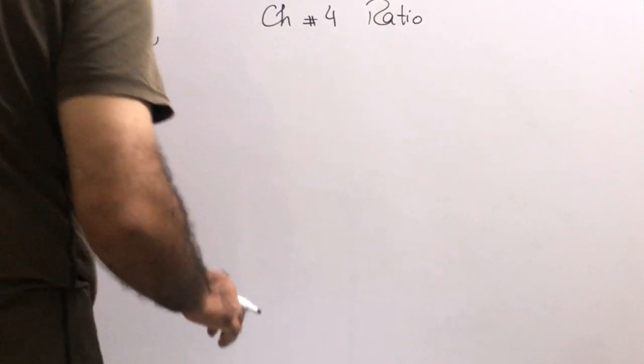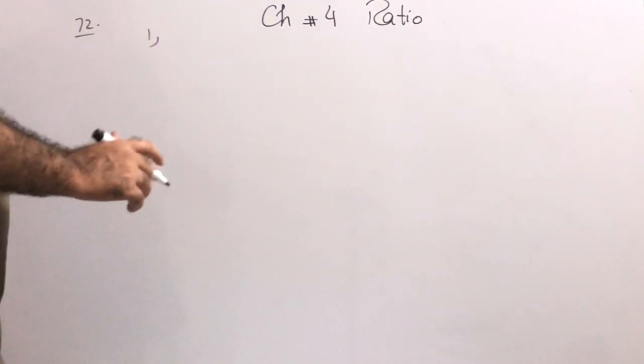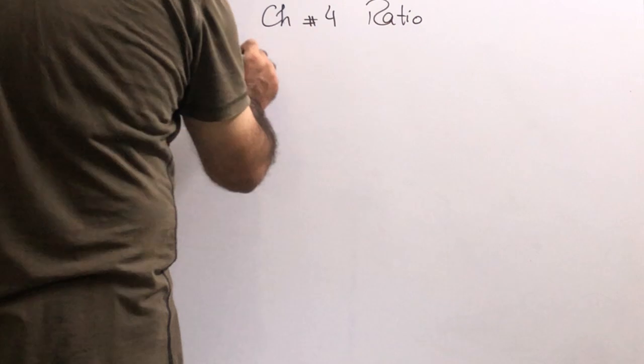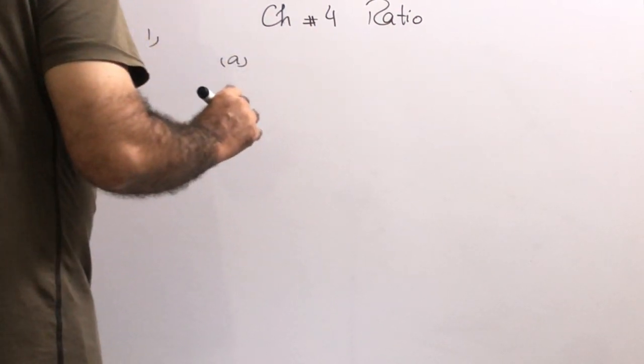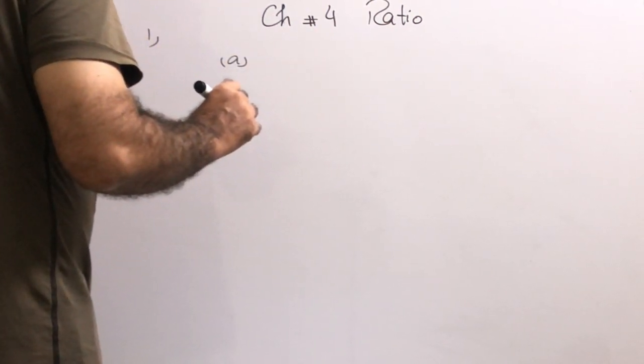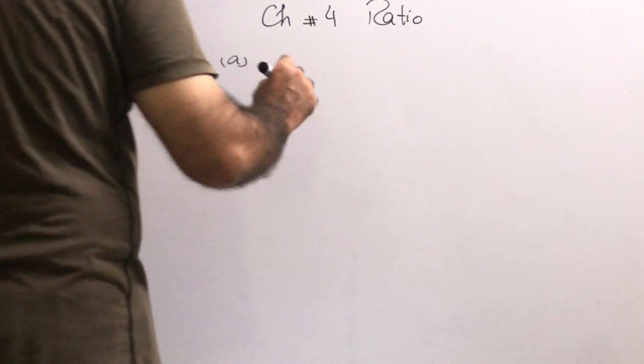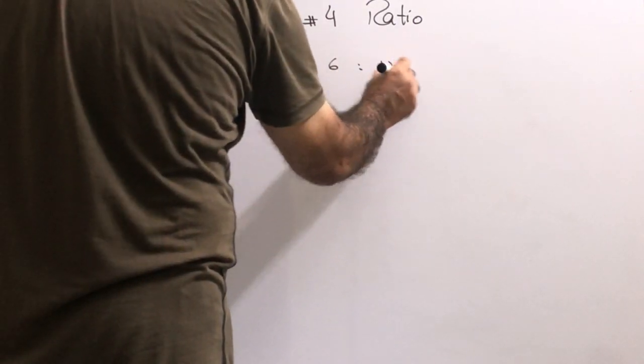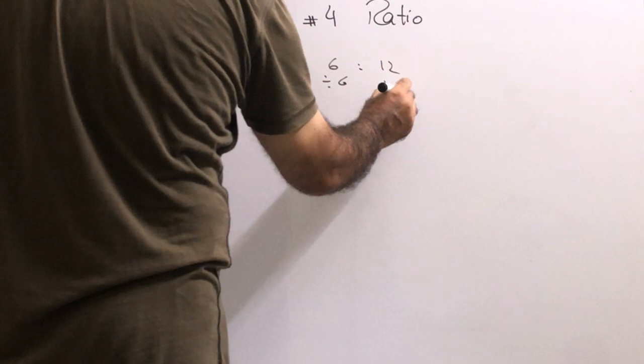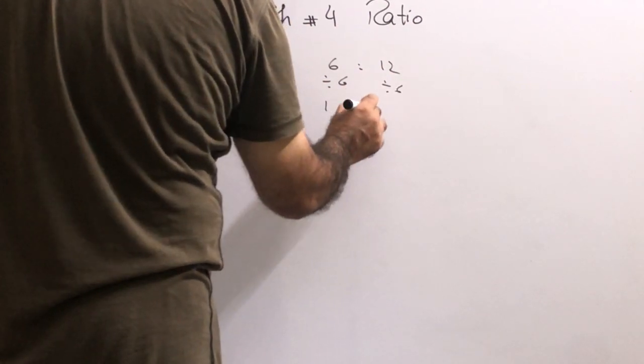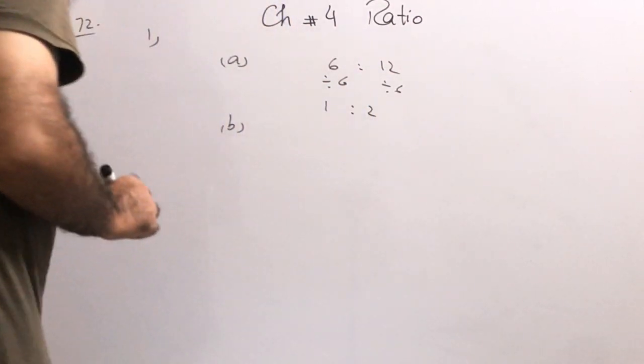Point number 1 says a woman has 6 tennis balls and 2 basketballs. Number A, the ratio of the following in its simplest form. Ratio of the number of tennis balls to the number of basketballs. Tennis ball is 6 and basketballs is 2, so 6 to 2. We need to simplify. Divided by 2, 6 becomes 3, 2 becomes 1. This is the simplest form.